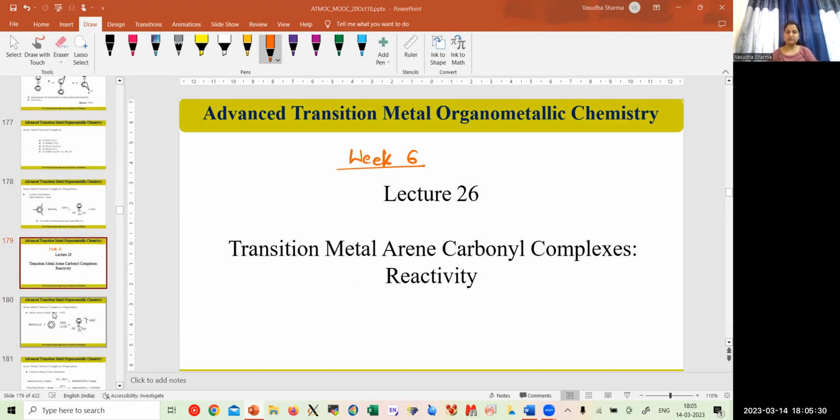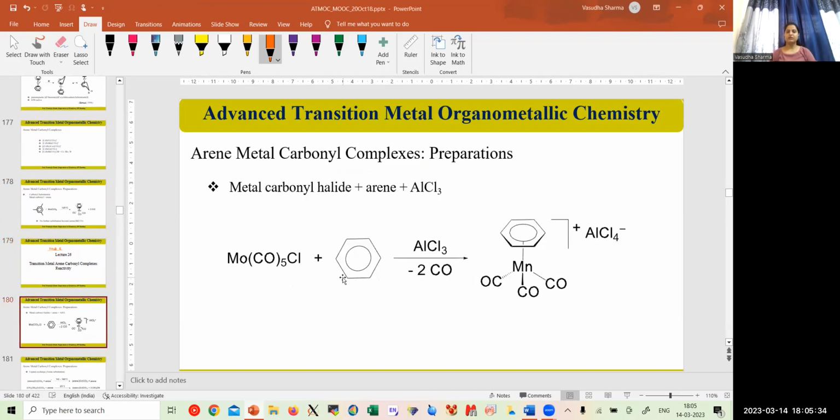So as you can see in lecture 26, we saw how we can prepare arene metal carbonyl complexes. Initially, we just had the transition metal arene complexes, which bind with the metal in eta 6 or eta 4 or eta 2, or sometimes in eta 1 fashion also.